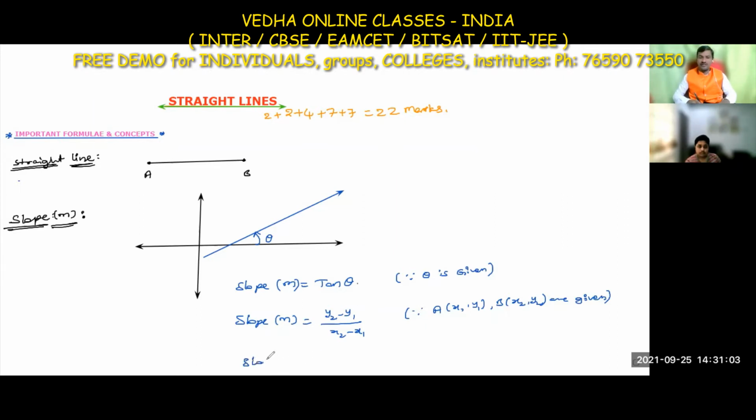Another formula we have for finding the slope is m is equal to minus a by b. We use this formula when the straight line equation is given, here ax plus by plus c equal to 0. When a straight line equation is given, we use this formula. The slope concept is very, very important here.